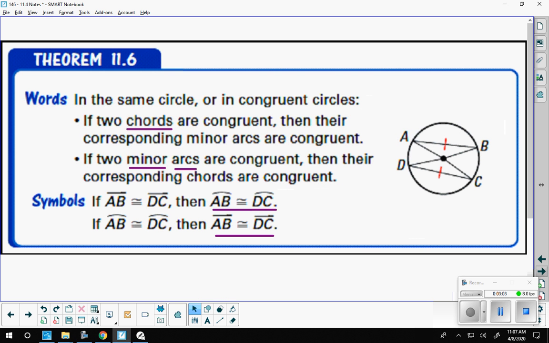Backside. Another theorem. If two chords are congruent, then their corresponding minor arcs are congruent. Okay, so that first blank is chords. Another thing is that if two minor arcs are congruent, then their corresponding chords are congruent. So let me show you in a picture. If AB and DC are congruent, then I know that arc AB and arc CD are congruent. And vice versa is also true. If the two arcs are congruent, so if arc CD and arc AB are congruent, then I can say that the chords AB and DC are congruent.